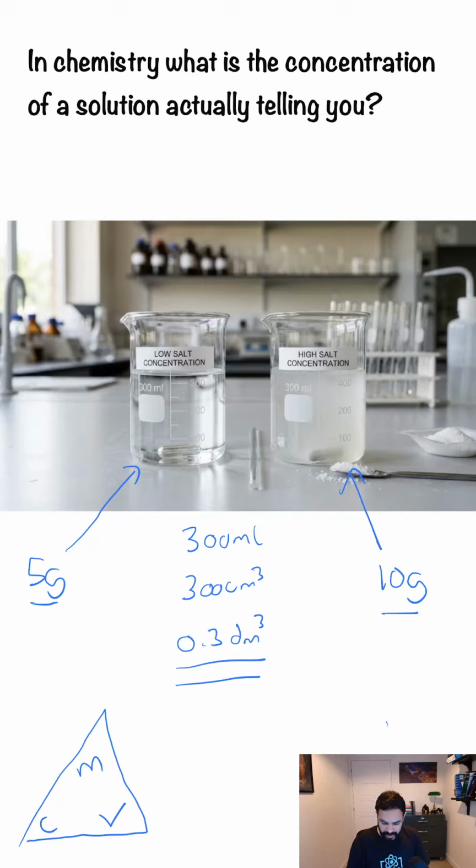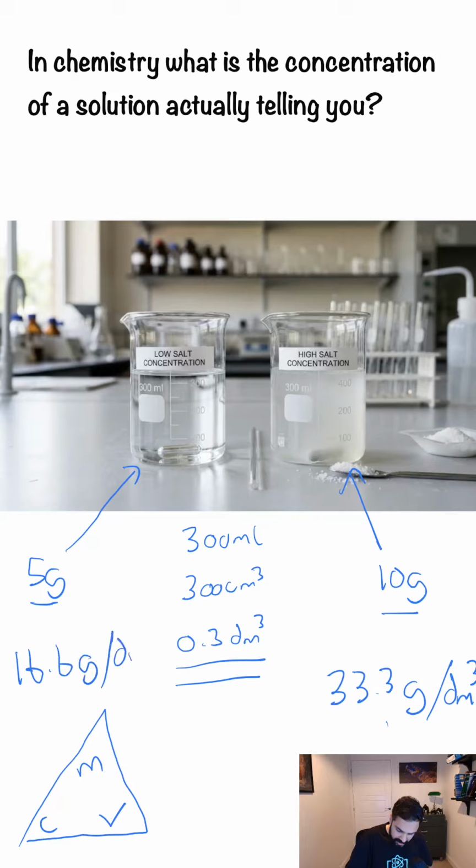So the concentration of the 10-gram one is 10 divided by 0.3, and I get a value of 33.3 grams per decimeter cubed. And what about the other one? 5 divided by 0.3, and I get a value of 16.6 grams per decimeter cubed. So I've got a numerical value now to show that the one with the more salt in is the one that's going to taste more salty. It has a higher concentration.